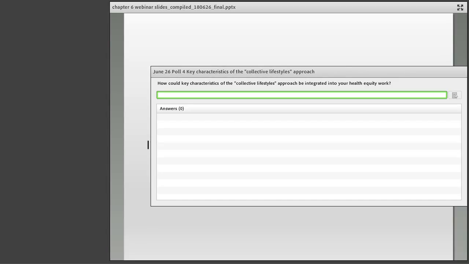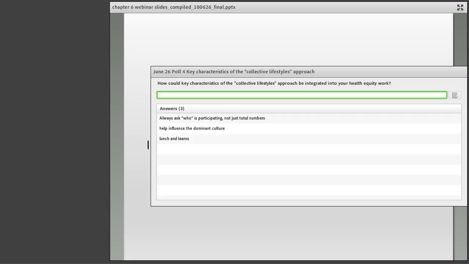So maybe we could go quickly to this polling. Dianne, yeah? Yeah, it's there, ready to go. So if you want to tell us a bit about how these key characteristics of the collective lifestyles approach that I very quickly described to you could be integrated into your own health equity work? You can write down your answers. Yes, it's a text entry one, similar to what we did before. Maybe people are stumped. I had to go very fast. Yeah, no, it's okay.